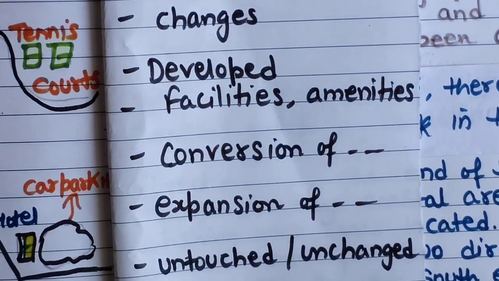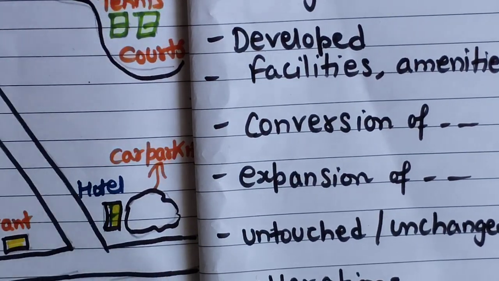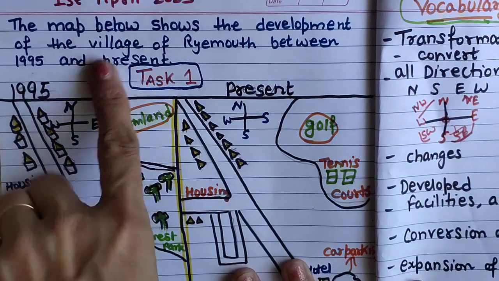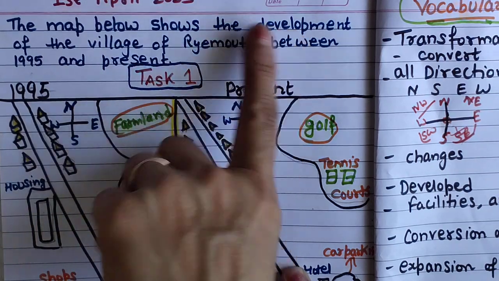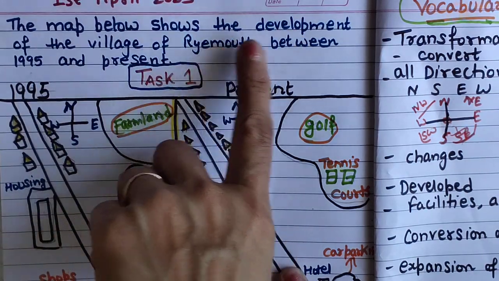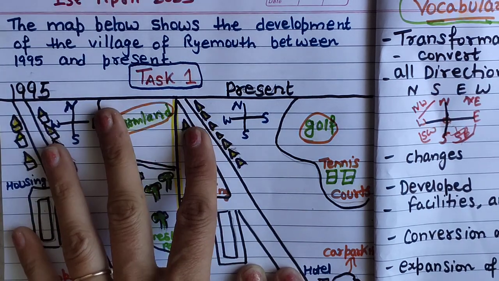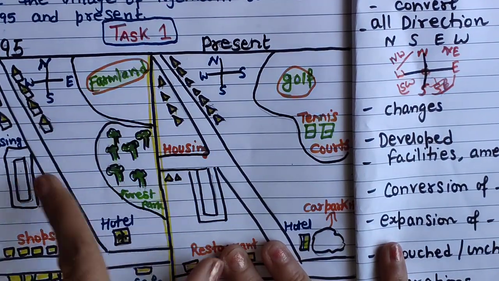But now coming to the introduction. So what introduction are we going to write? Now again look at the question and the map. The question is this only: the map below shows the development of the village of Ryemouth between 1995 and present. There are two maps. We have analyzed the map.